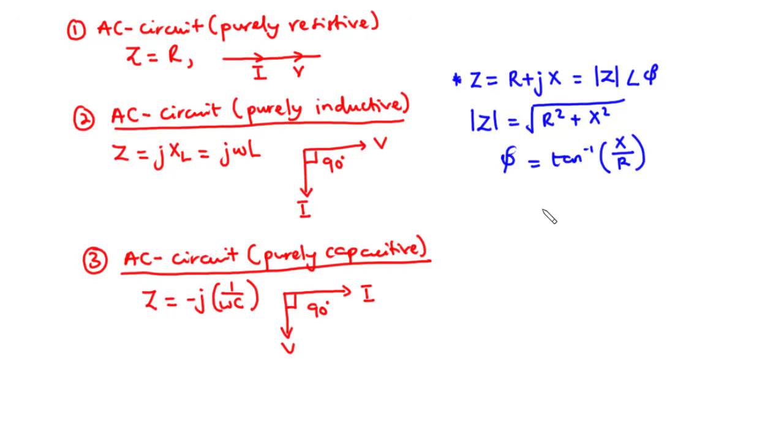Now if you want to find the value of R, which is the resistance, then that is given as the magnitude of Z times cosine of angle phi. And also if you want to find the reactance, whether inductive or capacitive, then that is equal to the magnitude of Z times sine of the angle phi.